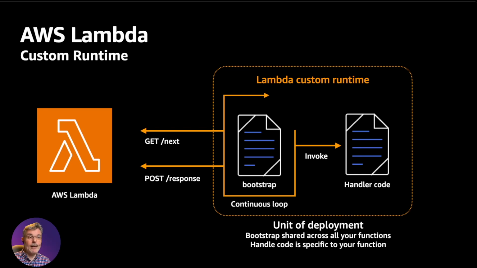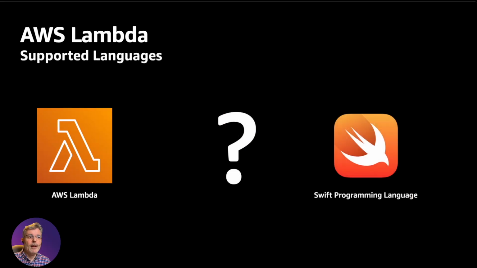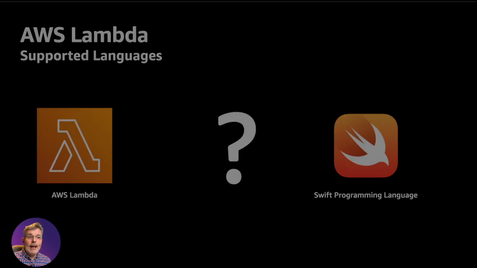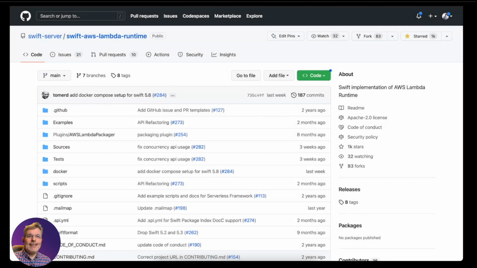So you can write your handler code, that's your Lambda function, and you can write the Bootstrap to interact with the AWS Lambda service. But that's a lot of work, and you don't want to repeat that undifferentiated heavy lifting type of work for every single Lambda function you're going to deploy. So how can we bridge the two a bit more easily? There is an open source project for that. It's the Swift AWS Lambda runtime.